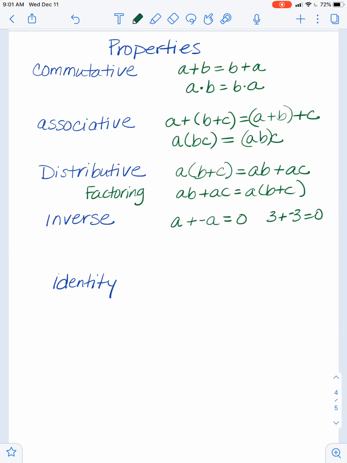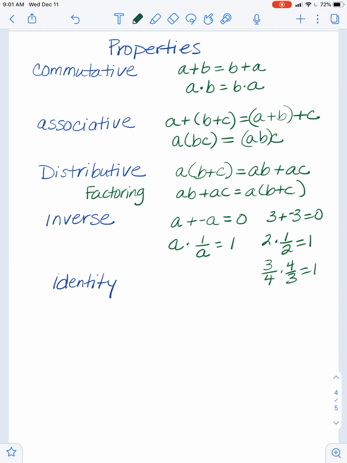For multiplication, it is if I take A times 1 over A, I'm going to get 1. That would be like if I took 2 times 1/2, I would get 1. Or maybe if I took 3/4 times 4/3, I would get 1. And again, we would call that the reciprocal.